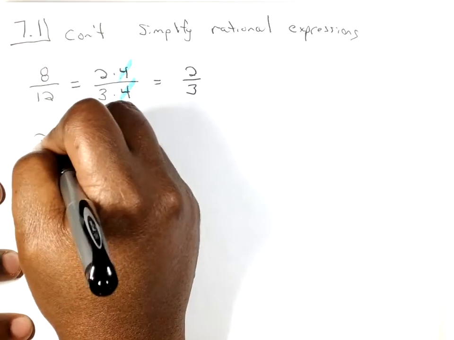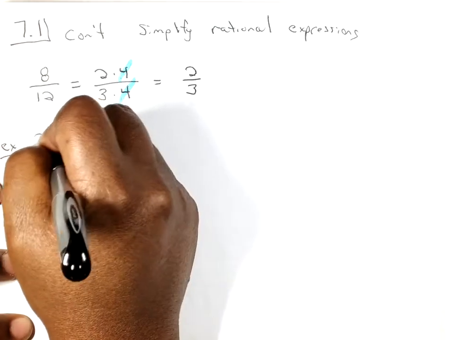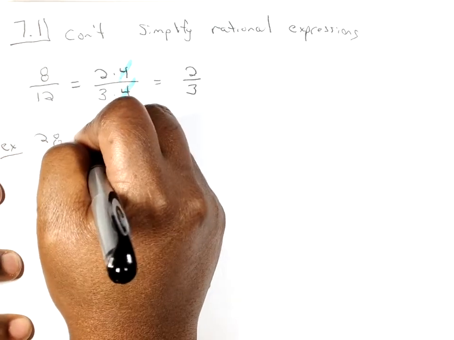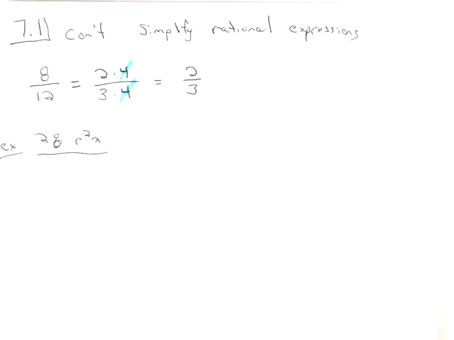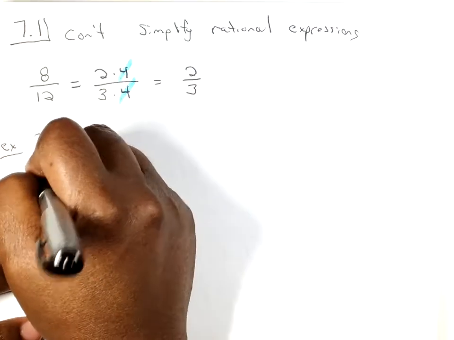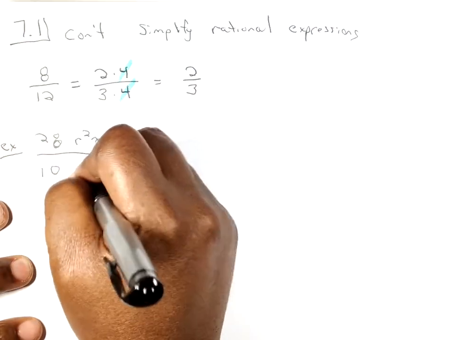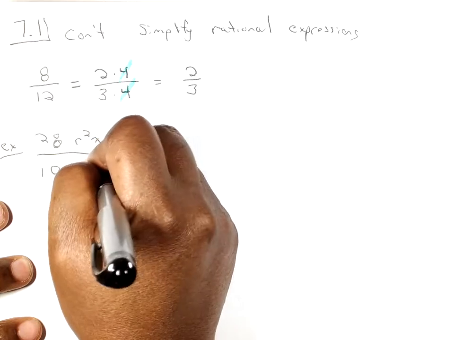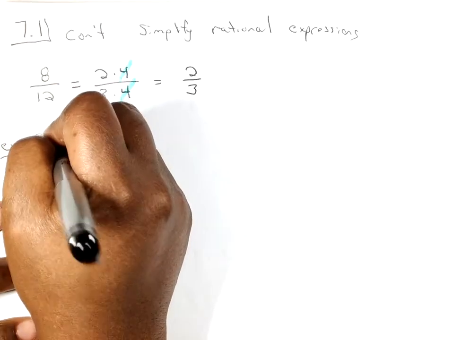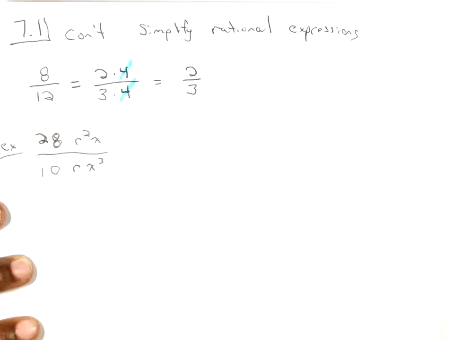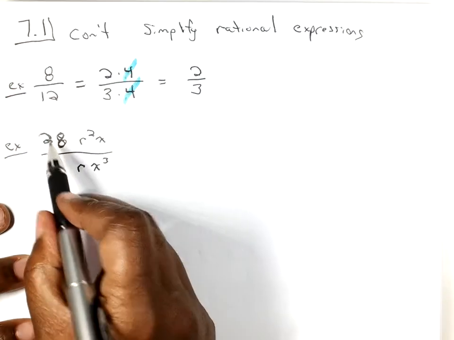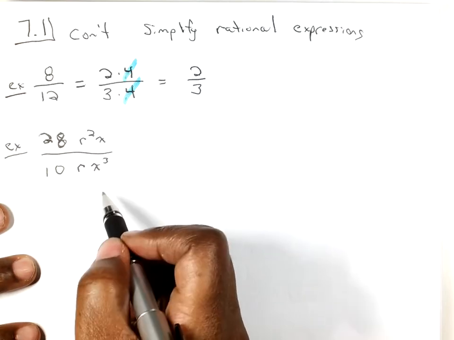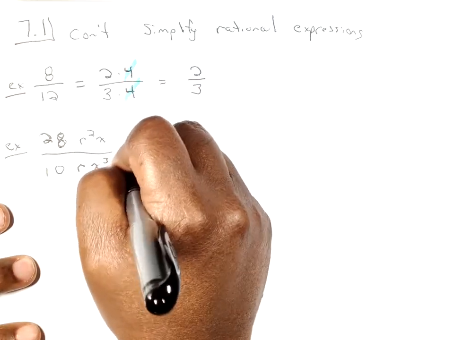So if I have my next example, I have 28r squared times x, and then on the bottom, I have 10r times x cubed. Sorry, that 28 looks terrible. Then I need to simplify each one separately. So the real number parts, and then the r's, and then the x's. So I'm going to start with 28 over 10.